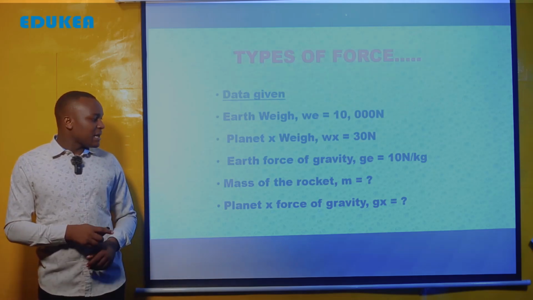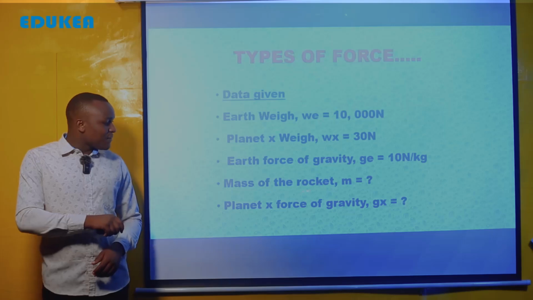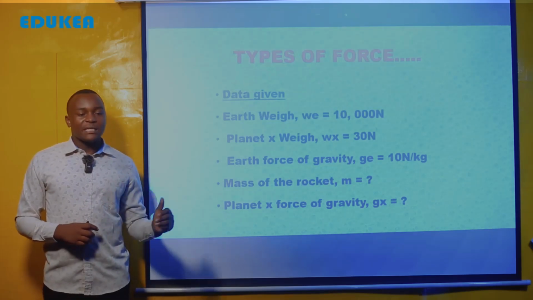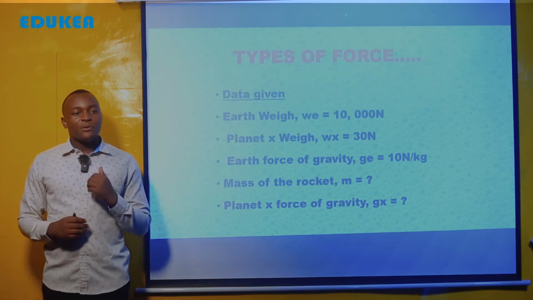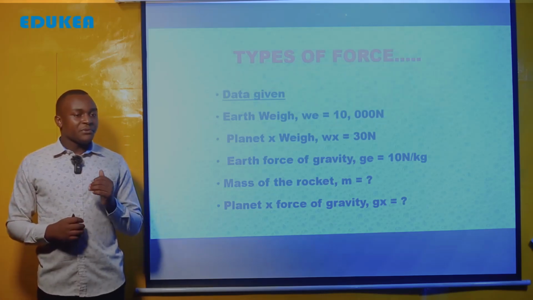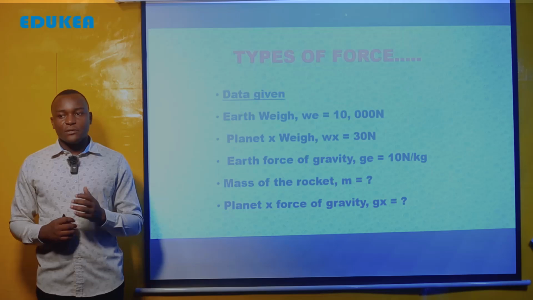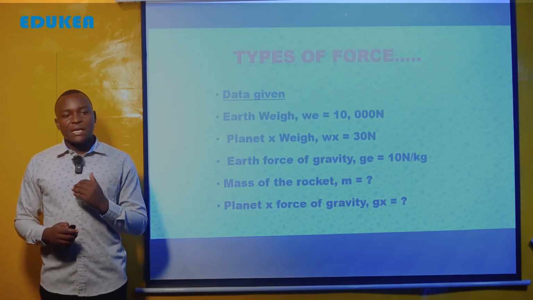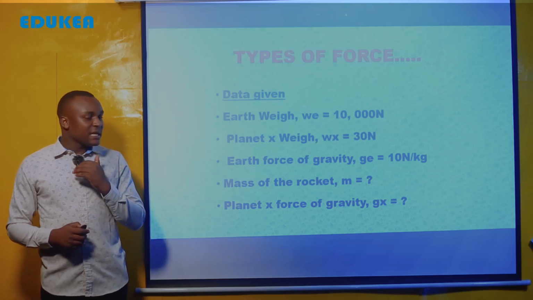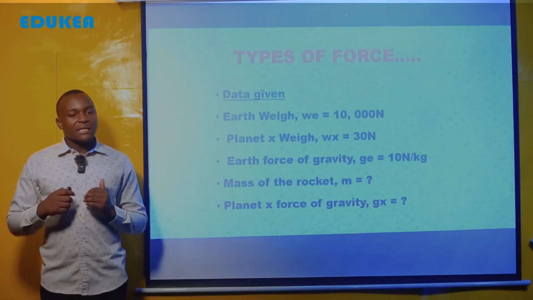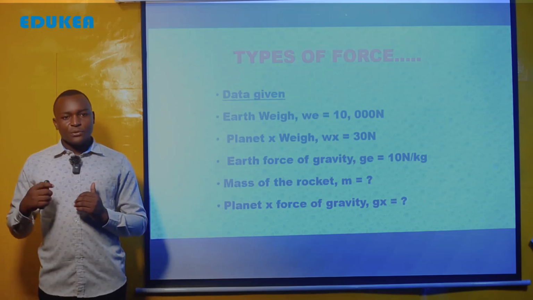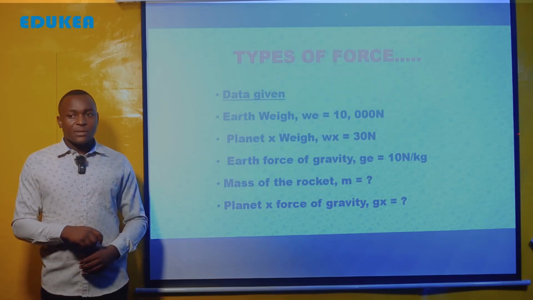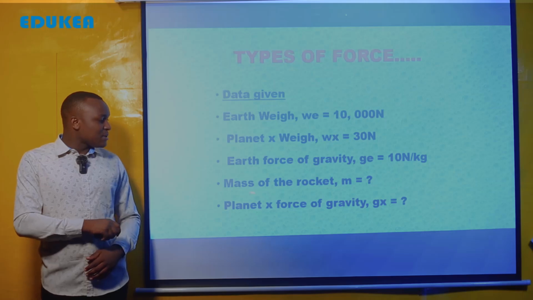Now the first step is to calculate the mass of the object, because the mass does not change. When you move from the Earth to planet X, your mass does not change. But what changes is weight of that object, because the gravitational force varies according to the place you are. When you are on Earth and when you are on, let's say, Jupiter, your weight will vary. But mass will remain constant. So the first step is to find the mass of the rocket.